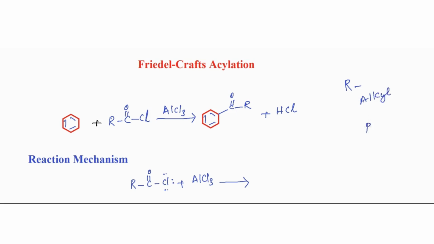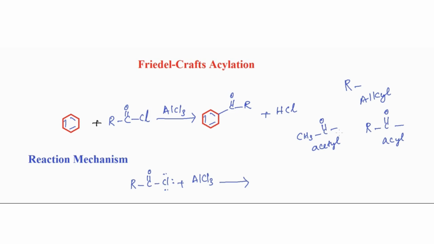Acyl group means R C double bond O. So this group is called acyl group. Okay, so please differentiate it. Don't get confused. When R is CH3, if it is specifically mentioned, then we should call this group acetyl. Okay, so you should know the proper nomenclature. Okay, let's go into this reaction.